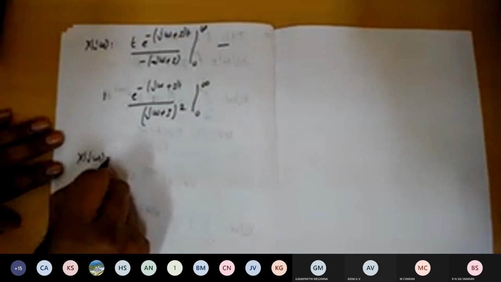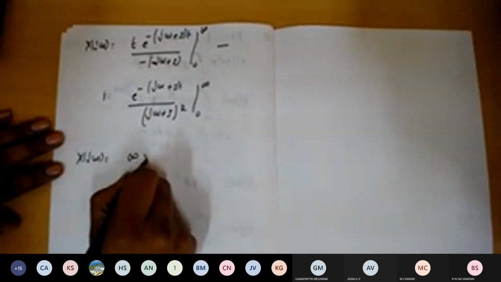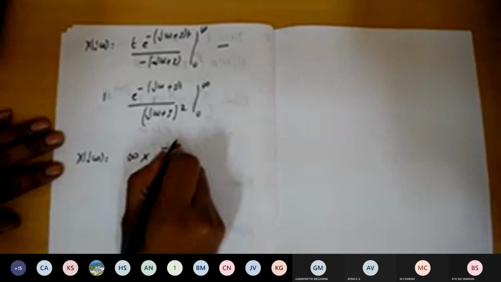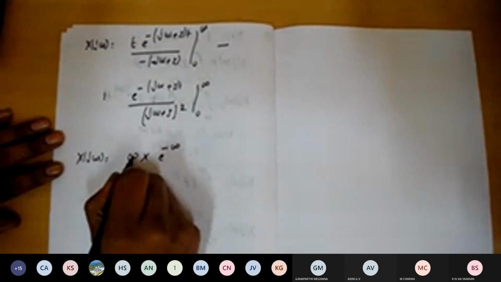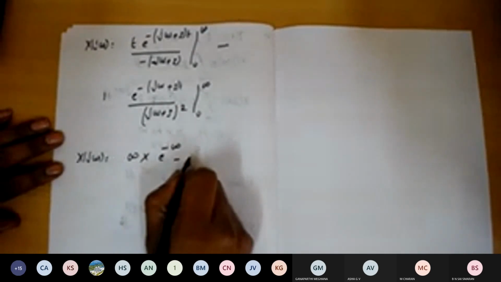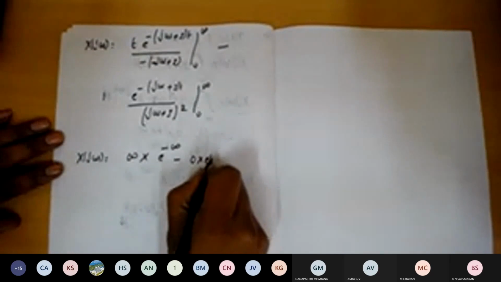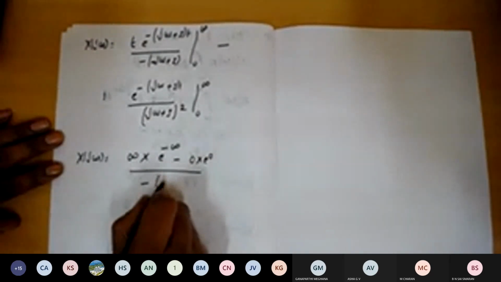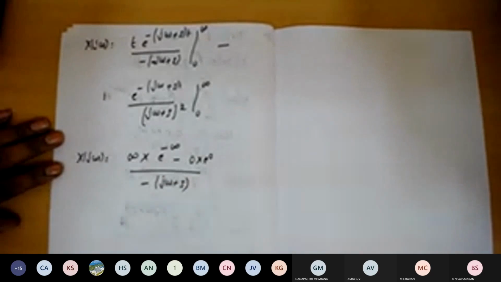When I apply the limit, at t equal to infinity it becomes infinity multiplied by e^(-infinity), and e^(-infinity) is 0, so we get 0. Minus the lower limit: t is 0, multiplied by e^0, divided by minus (jω+3). Since e^(-infinity) is 0, this entire term becomes equal to 0.